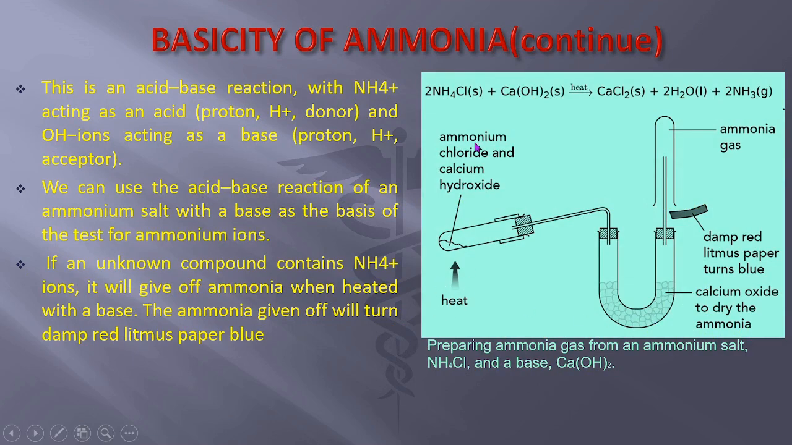So basically what we are doing here is heating the ammonium chloride and calcium hydroxide. When we do this, there is a formation of calcium oxide, which dries the ammonia, and the damp red litmus paper turns blue here.